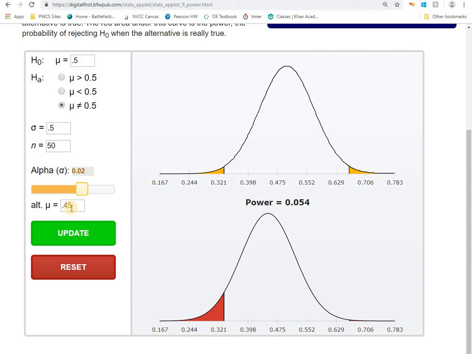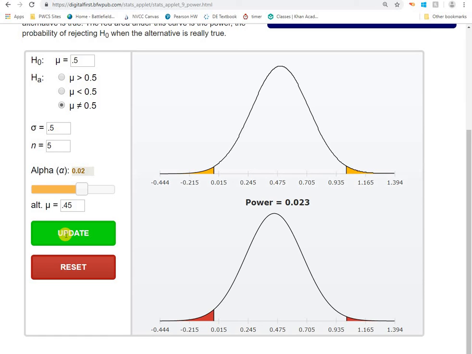My sample is going to be what my sample is going to be, but I can change my sample size. This is a sample of size 50. What do you think a sample of size 5 is going to do to your graphs? Are they going to get taller, shorter, skinnier, fatter? What's going to happen?